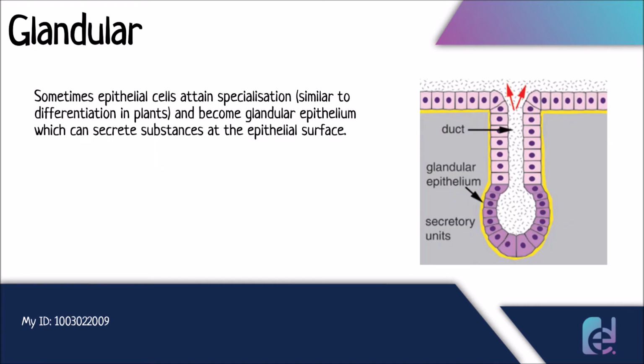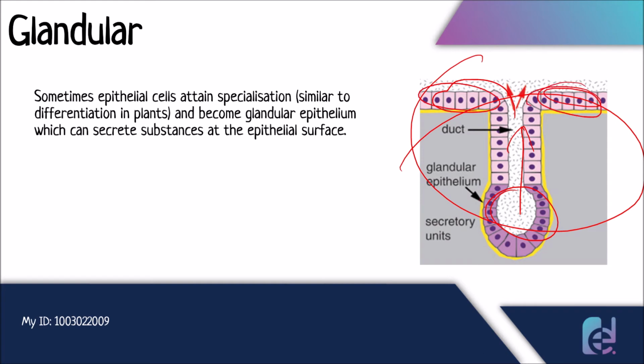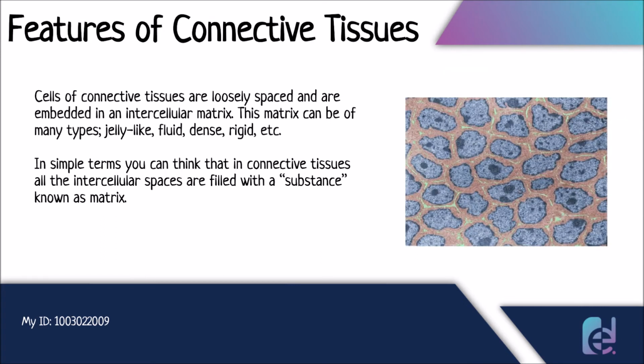The last one is glandular epithelium. You might know, we sweat, we have oil glands. All of them are present at the surface. This is an example of the basic structure of glandular epithelium. The oil or the sweat is secreted out onto the epithelial surface. That's the last type of epithelium tissue, glandular epithelium.